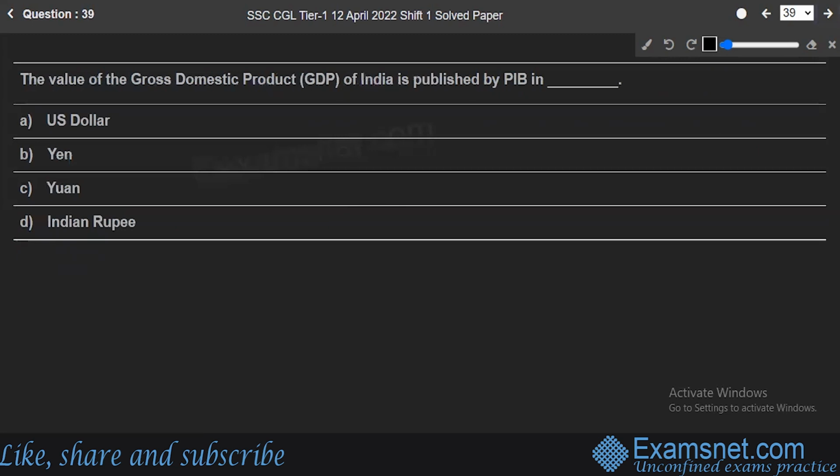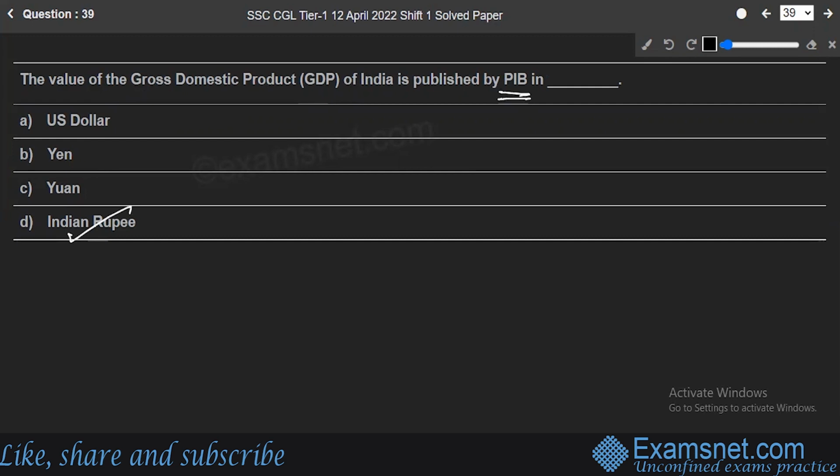The value of gross domestic product GDP of India is published by PIB in US dollar, yen, yuan, or Indian rupee. The very much obvious answer to the question is option D, Indian rupee. PIB publishes the value of GDP in Indian rupee.